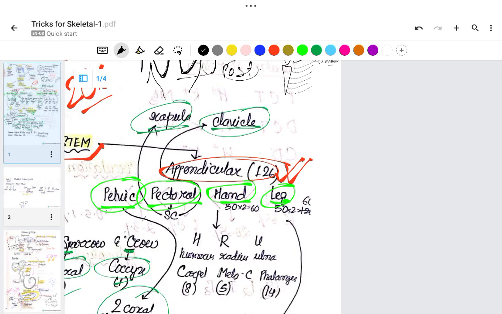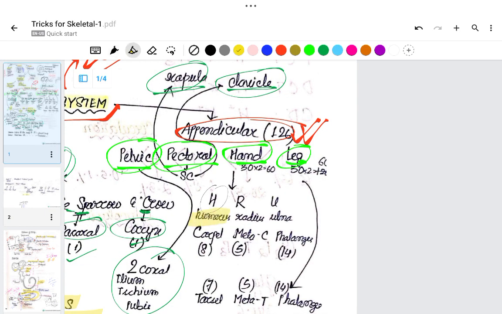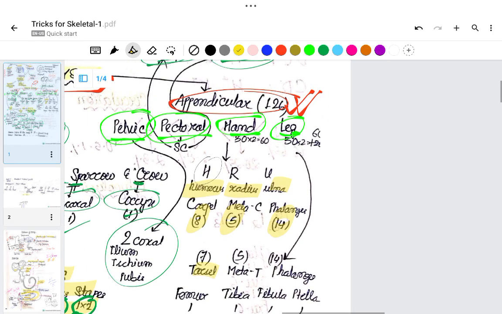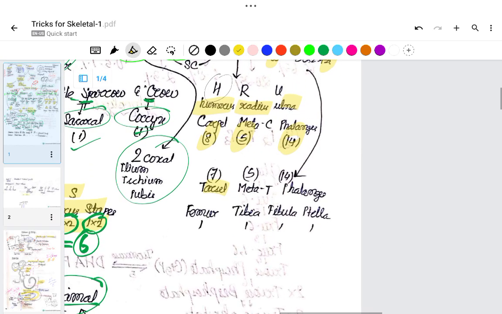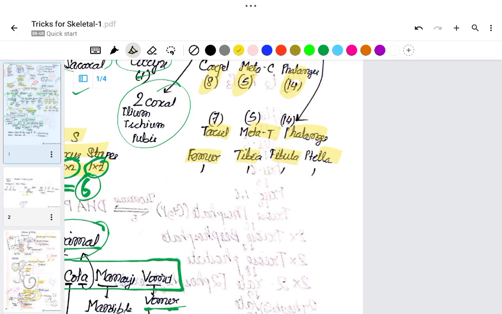Okay. Pectoral, then hand. In the hand, there is humerus, the greatest bone. 8 carpal, 5 metacarpal, phalanges, radius, ulna. In the leg we have 60 in the hand, 120 in leg. Phalanges, metatarsal, femur, tibia, fibula, patella. So patella is also present.